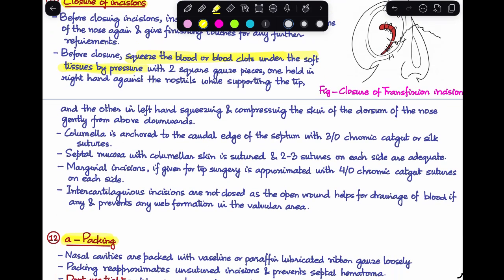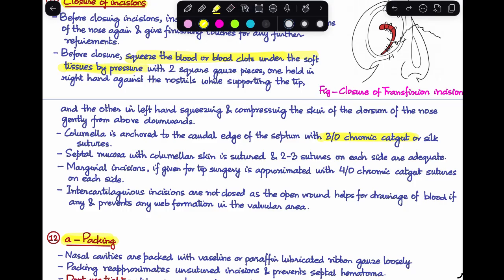Once that is done, the columella is anchored to the caudal edge of the septum with the help of chromic catgut 4-0 sutures. The septal mucosa with columellar skin is sutured, and 2 to 3 sutures on each side are put. Marginal incisions, if they have been given for tip surgery, are also approximated with 4-0 chromic catgut sutures.